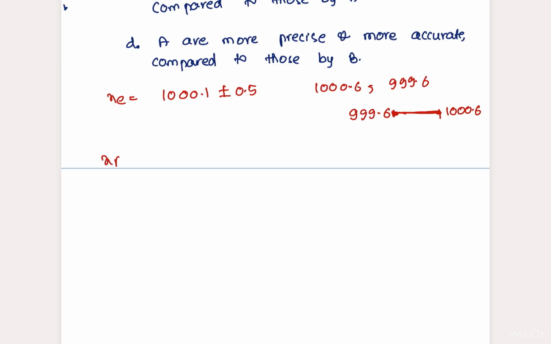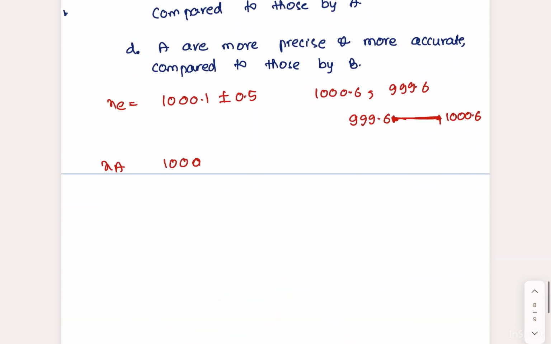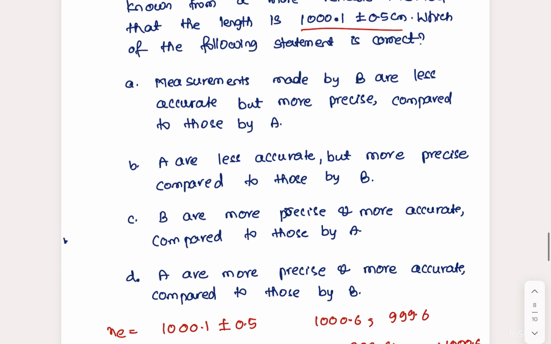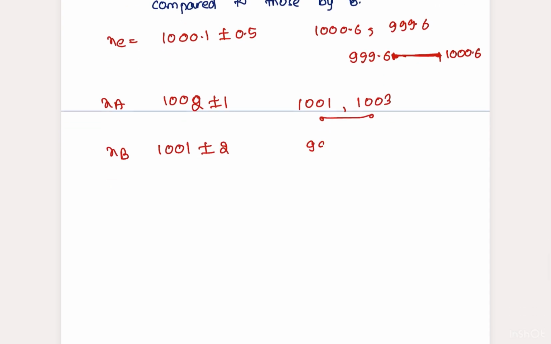Now the observation from A is 1002 plus or minus 1. So those will give 1001 and 1003. So the length may be from 1001 to 1003. Next, the observation from B is 1001 plus or minus 2. This will give 999 and 1003. So the length will be between 999 and 1003.